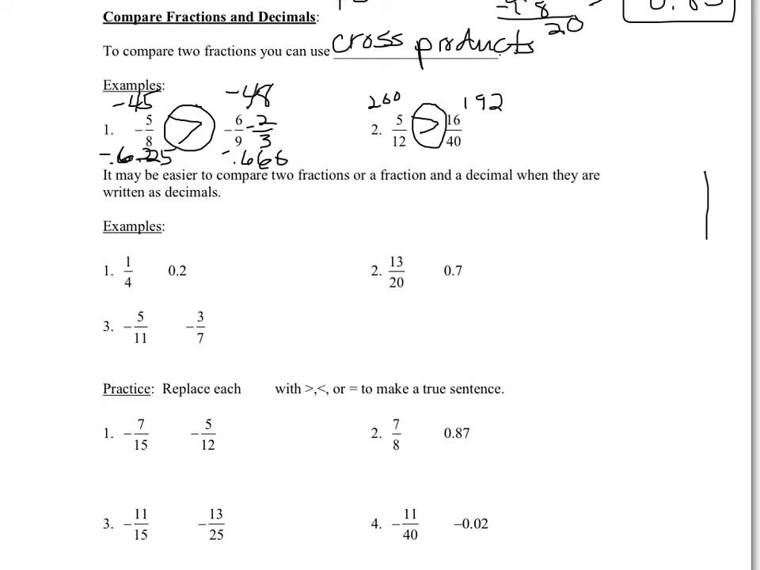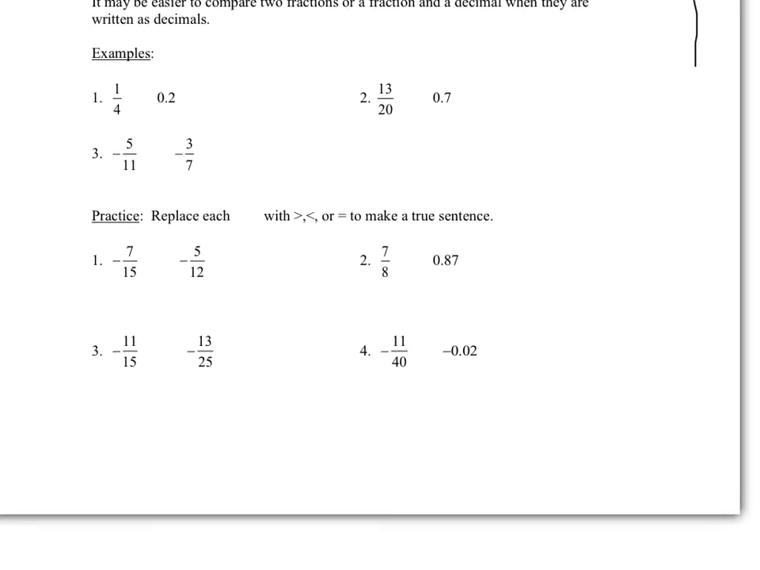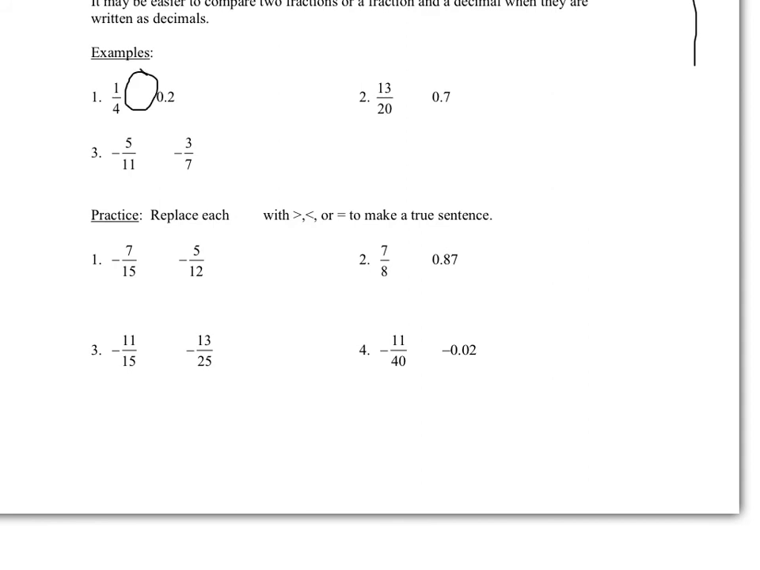But when you're comparing a fraction and a decimal, sometimes it's easier to get them both to decimal form. So let's look at these examples. For example, if we're comparing 1/4 and 2/10, 1/4 is a pretty easy one that you hopefully have memorized. That would be 25/100. Now 2/10 is the same as 20/100. We could add any zeros after that. So 25/100 is going to be greater than 20/100.